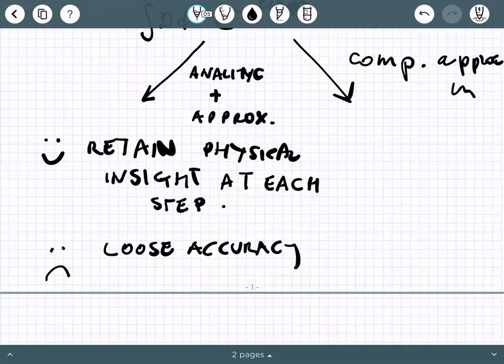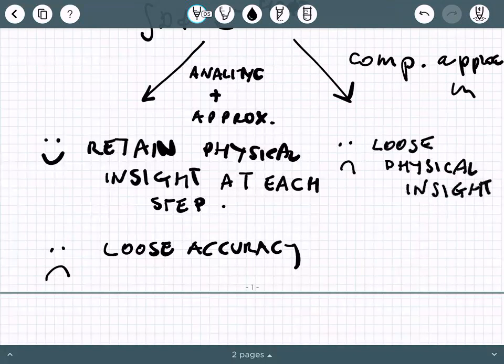The computational approach is exactly complementary. You lose physical insight, but you gain accuracy. So there is no better or worse. There is no better or worse battle between analytic calculations and computational approach. In a healthy scientific field, you need both because they provide complementary information.